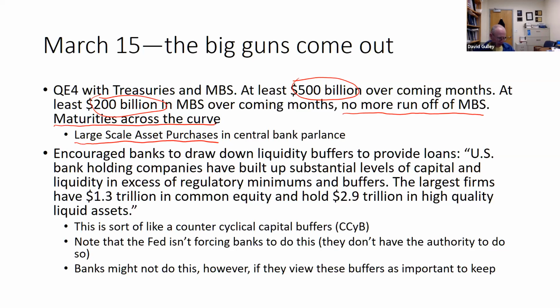They've also done something I find particularly interesting: they've encouraged banks to draw down what they call liquidity buffers. This is from a statement they released last night: U.S. bank holding companies have built up substantial levels of capital and liquidity in excess of regulatory minimums and buffers. And these are from Dodd-Frank and other acts. The largest firms have over $1 trillion in common equity and very nearly $3 trillion in highly liquid assets, for example treasuries. So the Fed is trying to encourage financial institutions to lend these out or make these available.